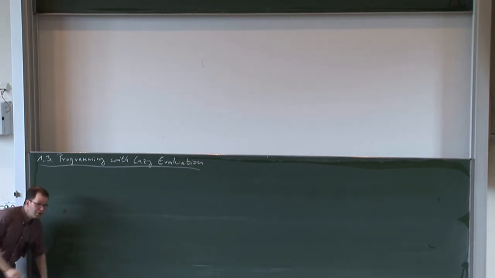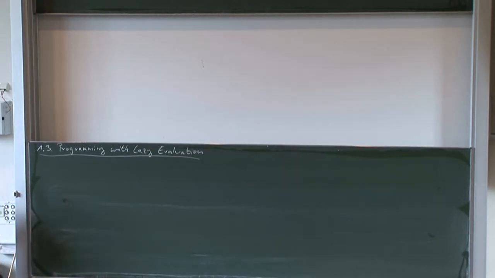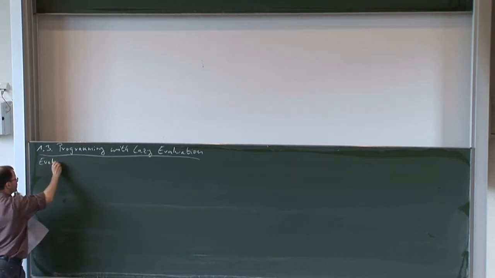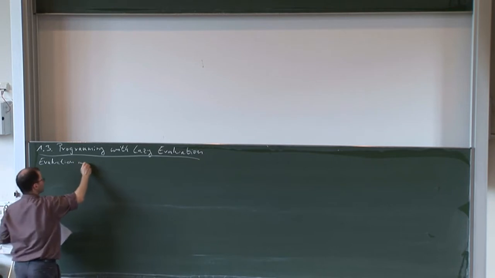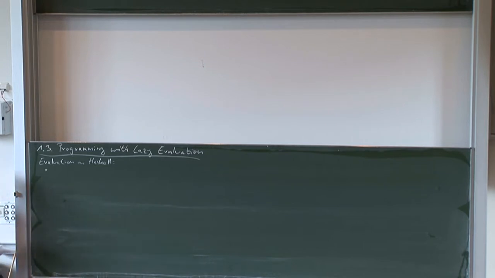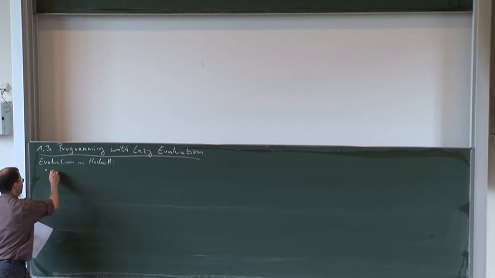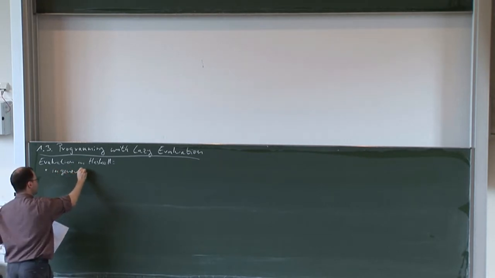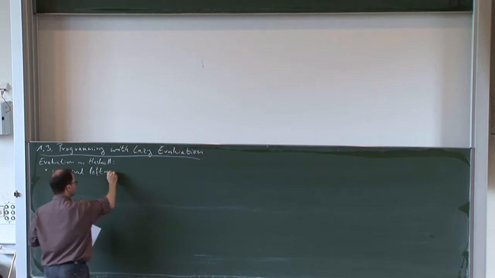Now, just to recall the evaluation strategy of Haskell, the evaluation strategy was like this. In general, evaluation is leftmost, outermost. So you start to evaluate as far to the outside as possible. And if there are alternatives, which are both as far inside and as far outside, so it's not that one evaluation position is more outside than the other, then you take the leftmost. So in general, we have leftmost, outermost evaluation.